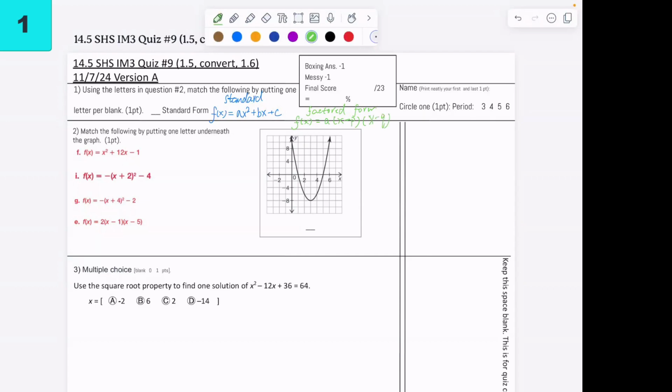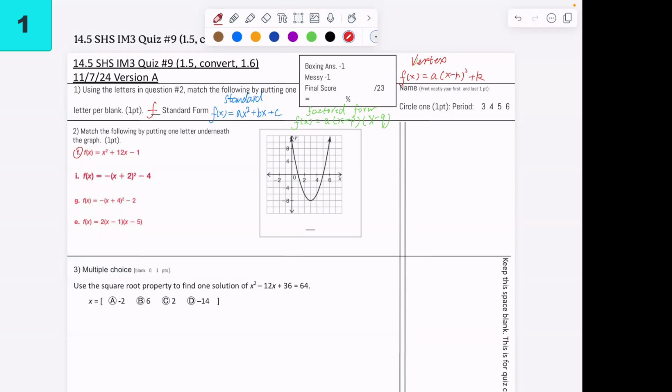Right, and then we have vertex form. Vertex form, we can write it as f of x is equal to a times x minus h squared plus k. If you know those three forms, then you can see which one is in this form, and you will find out it's f.